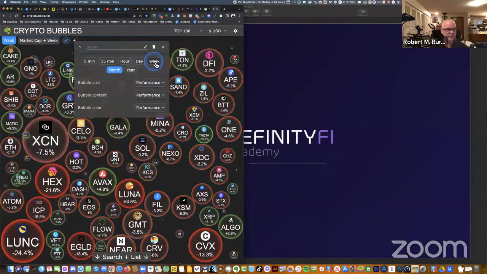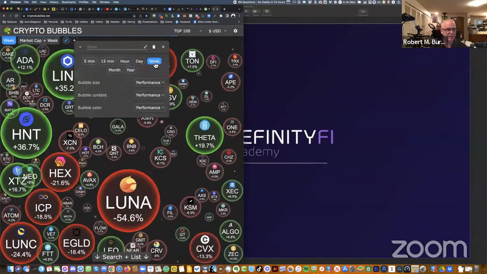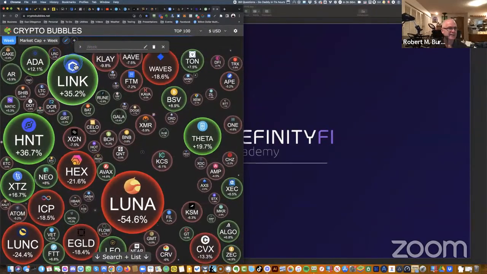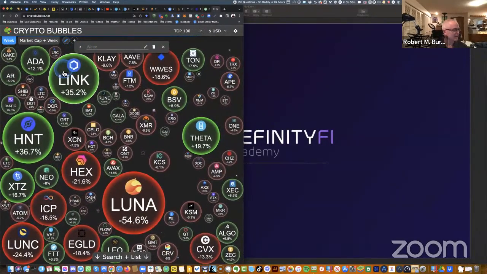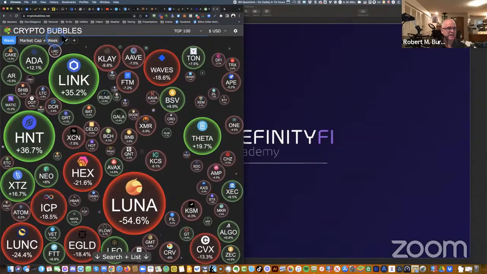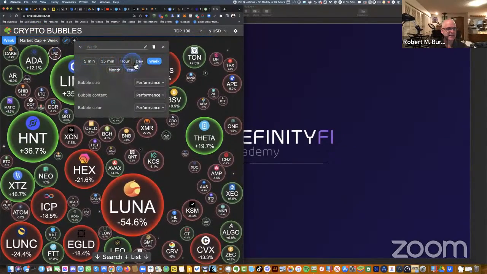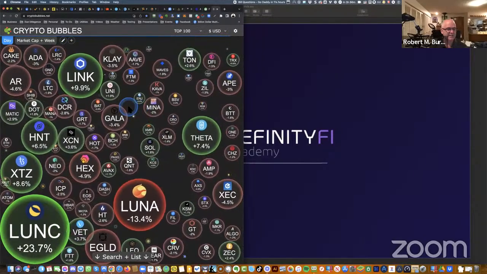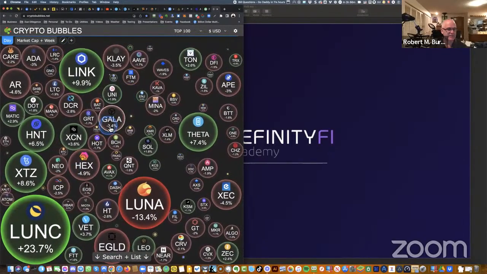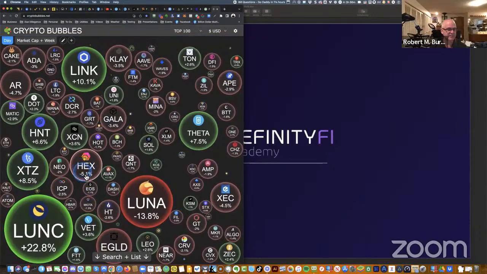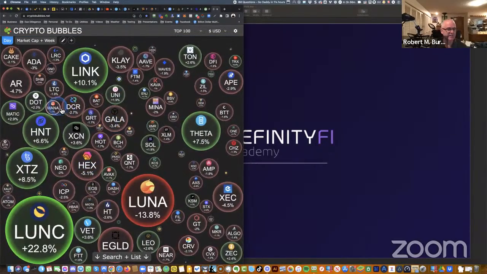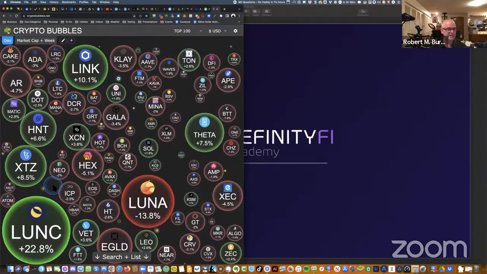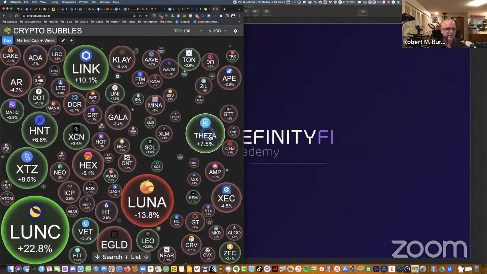Here is the last week. Kind of more of a mixed bag over the last week, which is good. Hopefully we're finding at or near the bottom here. That's desirable. And here it is over the last day. Again, kind of a mixed bag. Even though it's not bright red, these ones that are this burgundy color mean that they're down.